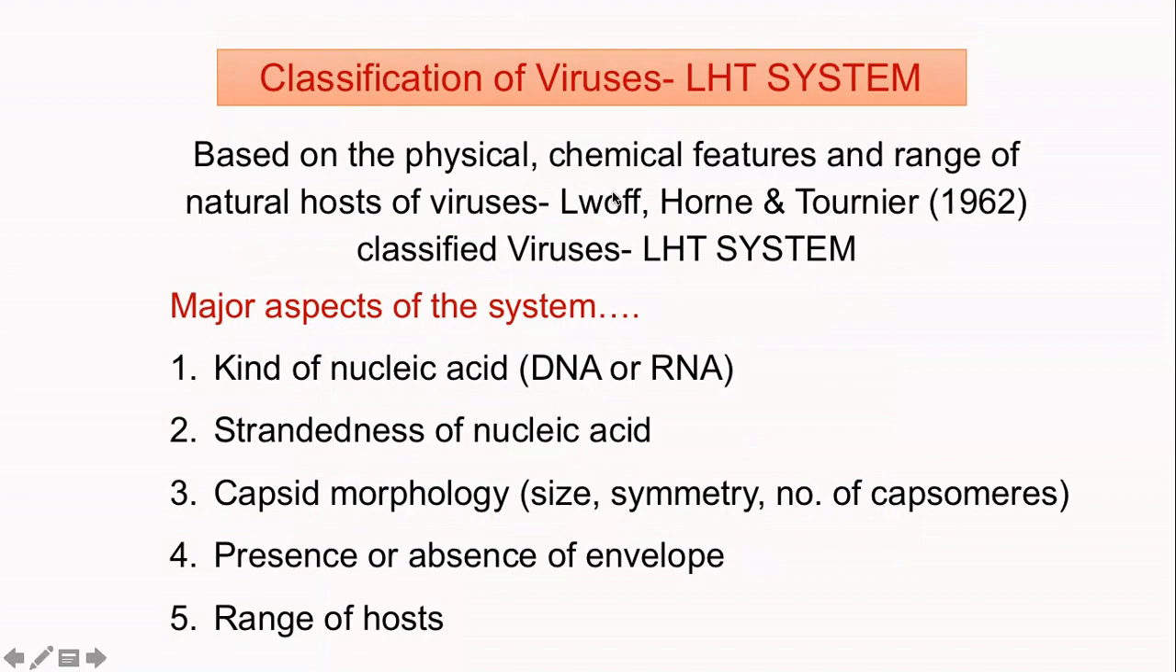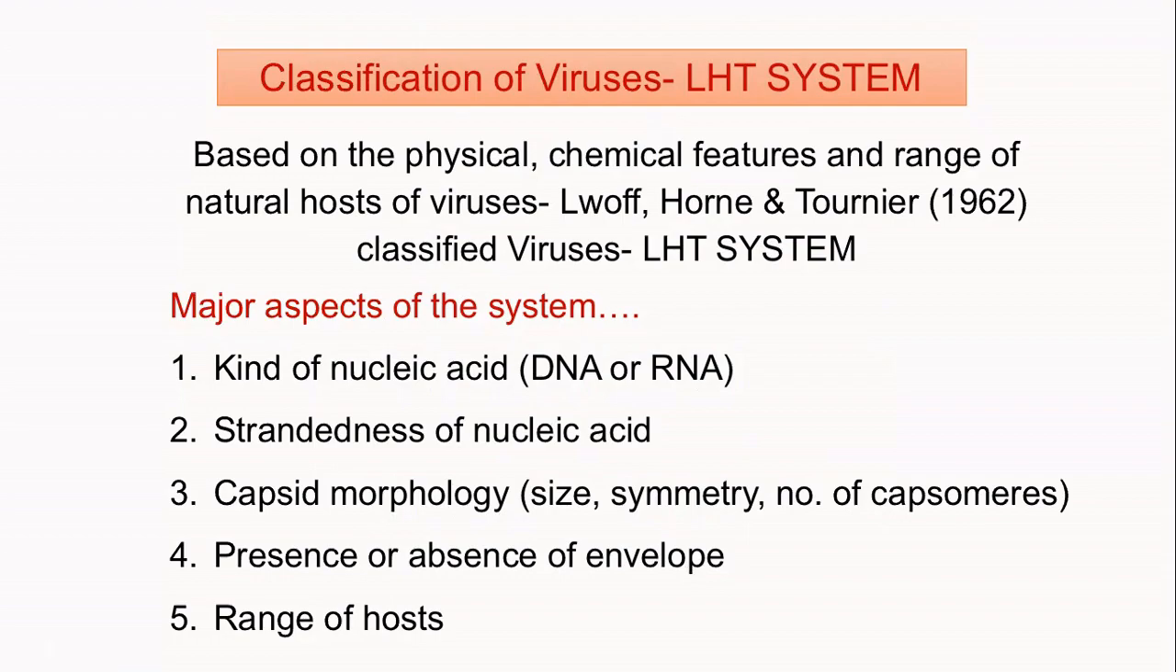LHT stands for Loff, Horne, and Tournier. So these are the three scientists behind this system of classification, and it was put forth in 1962. So the LHT system uses two additional characteristics for classifying the viruses. The three characteristics that were used in ICTV are still being used in the LHT system. They include the kind of nucleic acid, strandedness of the nucleic acid, and presence or absence of the envelope.